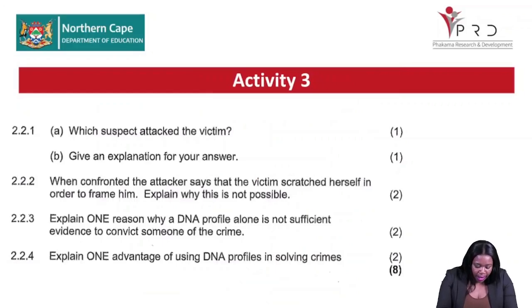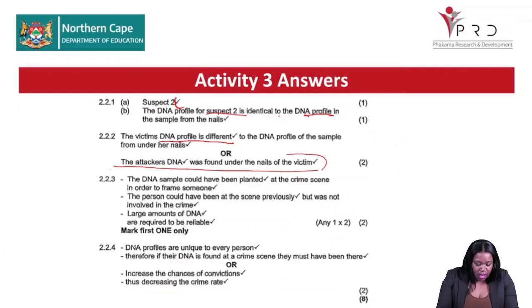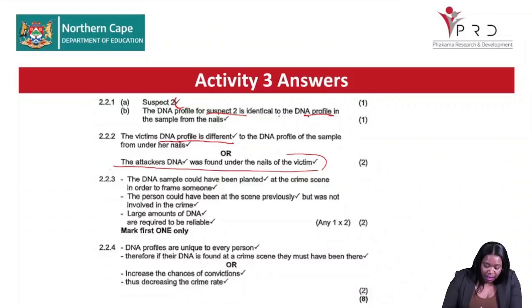Explain one reason why a DNA profile alone is not sufficient evidence to convict someone of the crime. So, like we said, this DNA profile just proves that this person was at the crime scene, right? So the DNA sample could have been planted under the nails at the crime scene. Like we're saying, the person could have been at the scene previously but was not involved in the crime. So you could have left your sample there, but you were not the one that committed the crime, right?